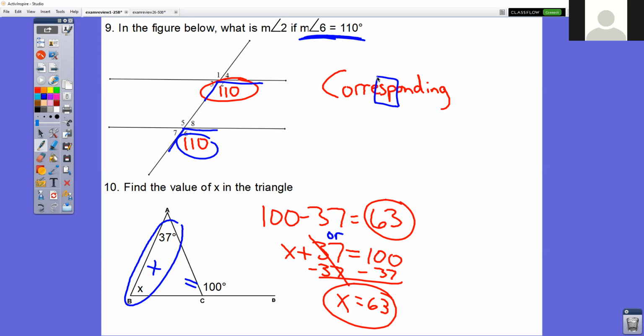In question number 10, find the value of X. These two angles added together equal this outside angle. So X plus 37 equals 100, and then solve it for X. Or you could just take the outside angle and subtract the inside angle. Either way, you get 63.